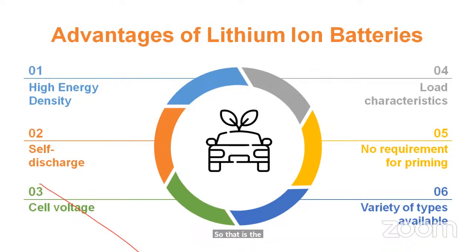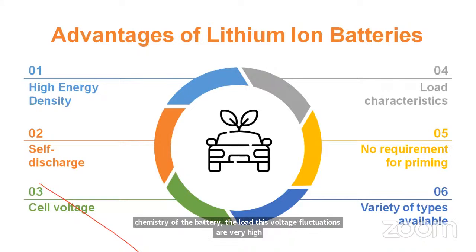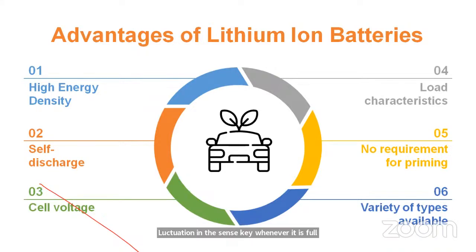Load characteristics. In lead acid batteries or other chemistries of the battery, the voltage fluctuations are very high. Fluctuation in the sense that whenever it is fully charged, some voltage will be showing. At nominal charge, some other voltage will be showing, and when it is only 10% charge or 5% charge, some other voltage will be there. So this range of voltage is very high in other chemistries of the cell. But in a lithium-ion battery, this range of voltage is very short.